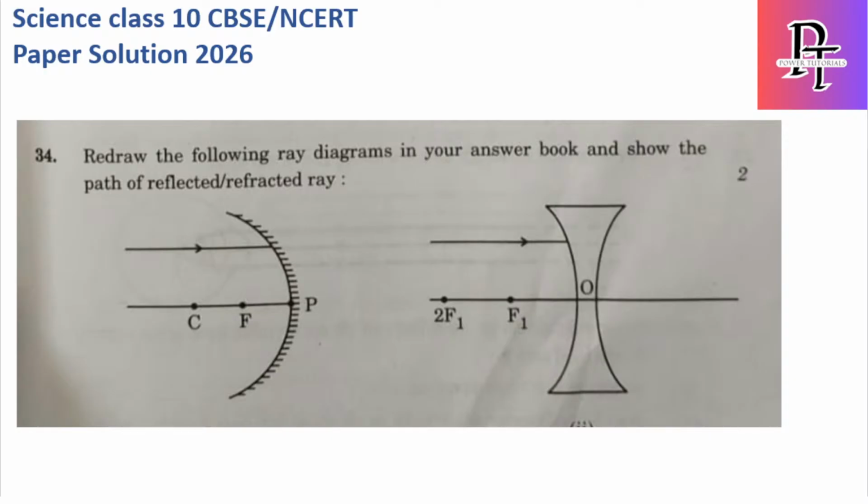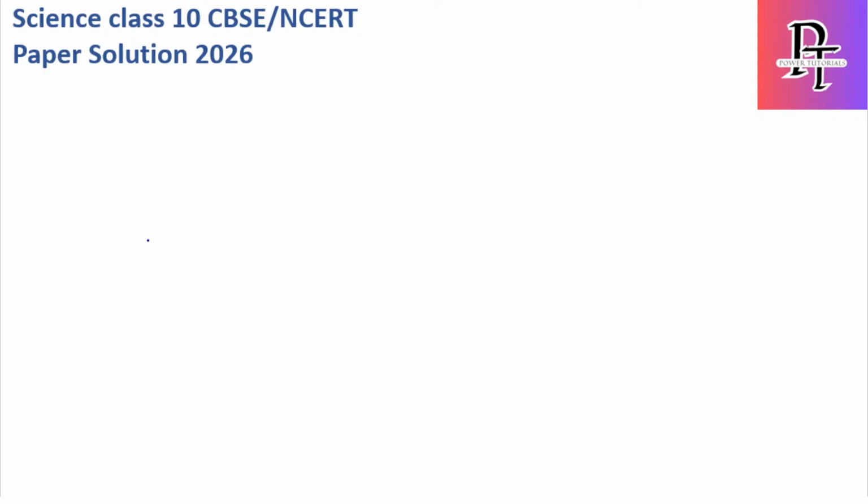Okay, let's move to the 34th question. Read the following ray diagrams in your answer book and show the path of reflected or refracted rays. Okay, so for this I will solve it now. First one is the concave mirror. You can also write it's a concave mirror.